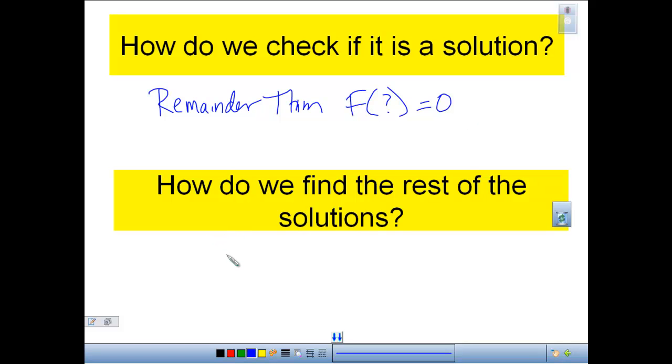Once we find a 0, how do we find the rest of our solutions? Well, remember, we've talked about synthetic division to help us work even further. If I know it's a 0, then I can use synthetic division, and usually from that point, hopefully it's factorable, or maybe there's actually another 0 that we can find. We'll look at some examples of this in class to show you what to do.